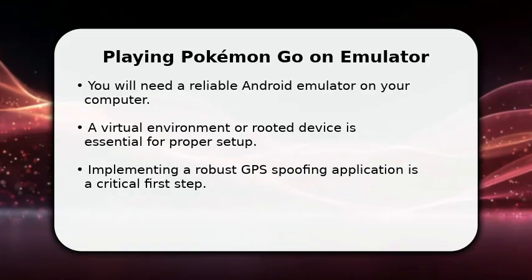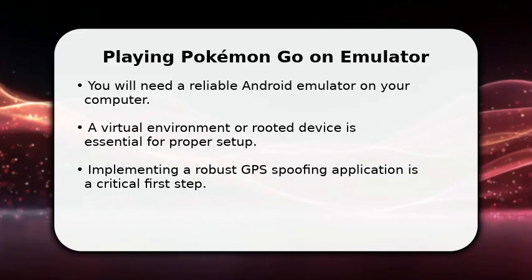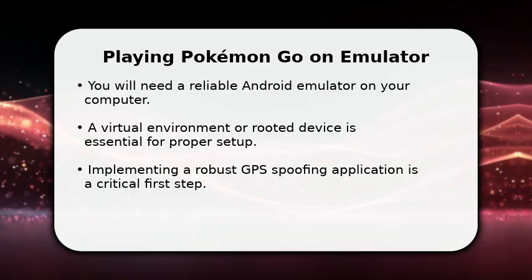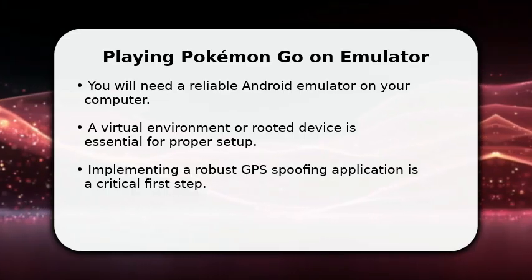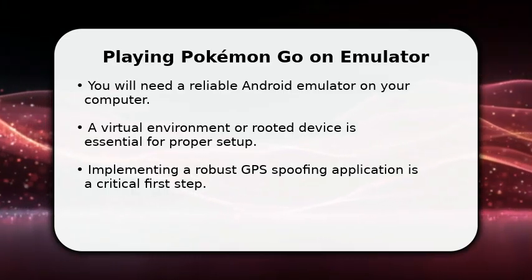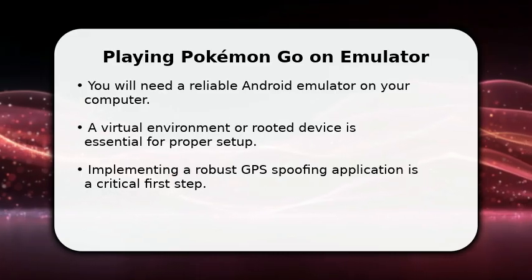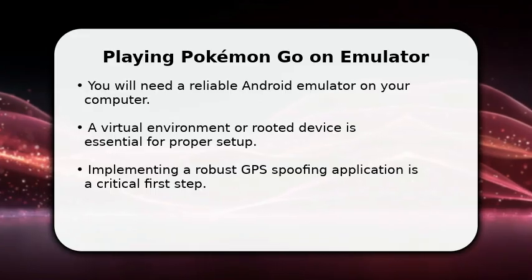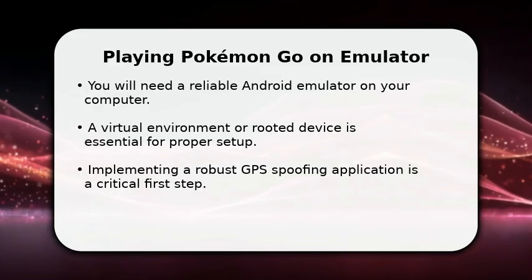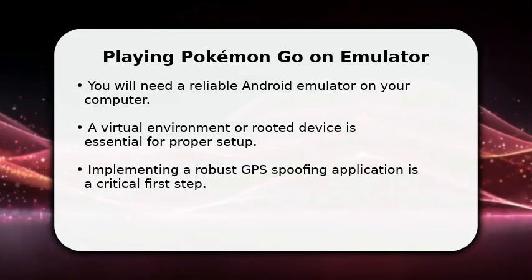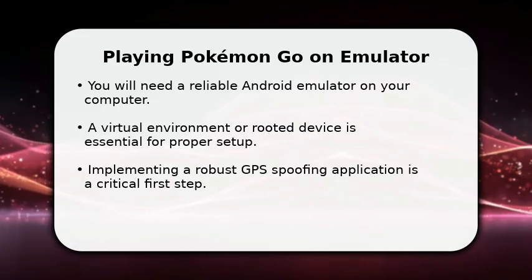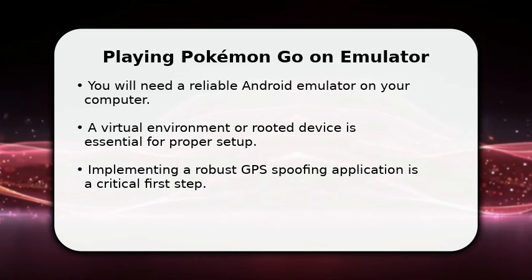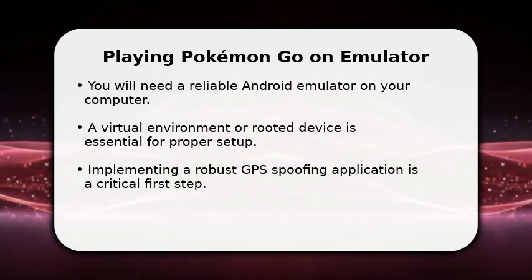In this video, I will explain how to play Pokémon Go on an emulator. To begin, you will need to install a suitable Android emulator on your personal computer. Next, ensure your virtual environment or device is properly configured, often requiring root access or a specialized virtual space. Finally, the most crucial step is to set up a reliable GPS spoofing application to simulate your in-game location accurately. This foundational setup is key to a successful experience.